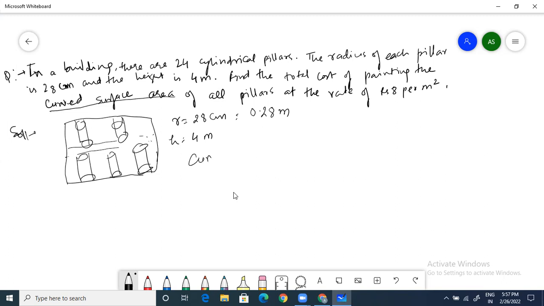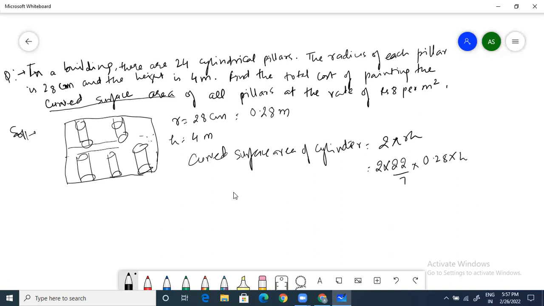Now the curved surface area of a cylinder is equal to 2 pi rh. And we are told that pi can be equal to 22/7 in this case. So 2 into 22/7, r we are given 0.28, into h. This would be equal to 7.04 meters square.